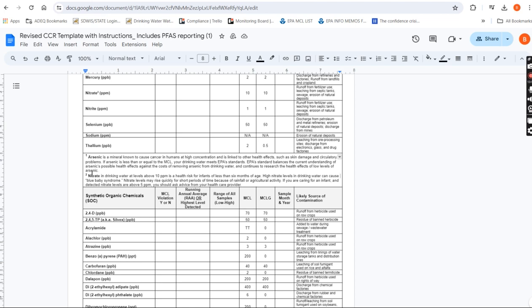Health effects statements for arsenic and nitrate are both required if either of those contaminants were found above half of the MCL. So if arsenic was detected above 5 parts per billion or nitrate was detected above 5 parts per million, you need to include these health effects statements.